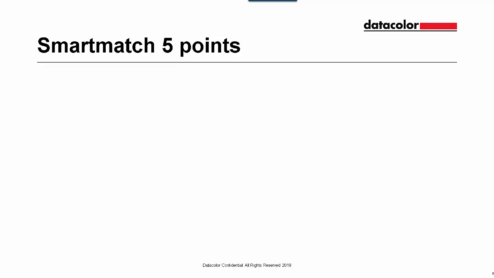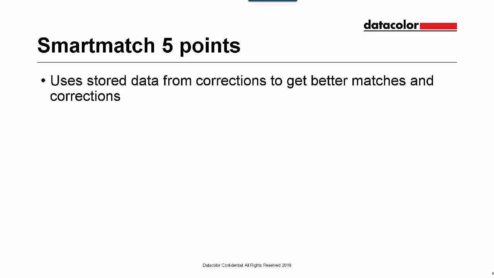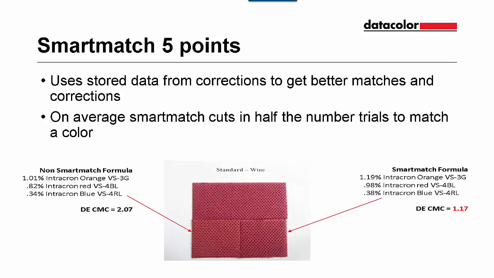The next option is Smartmatch, and it is worth 5 feature points. Smartmatch uses stored data from corrections to get better matches and future corrections. On average, Smartmatch cuts in half the number of trials needed to match a color. From our example, a non-Smartmatch match gets a DE of 2.07, whereas when Smartmatch is turned on, the same match gets a DE of 1.17, a considerable improvement.